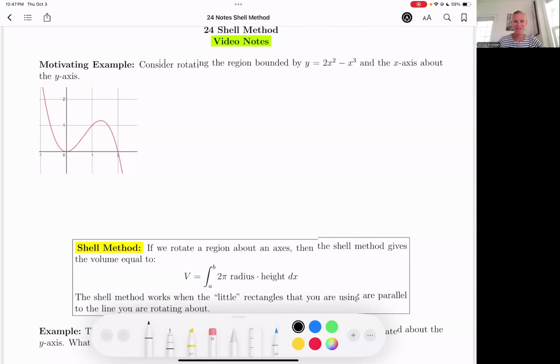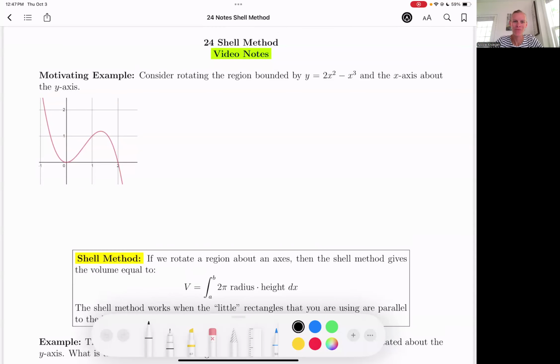We are going to do another method of computing volume when we're rotating things. So far we've talked about finding volume when we have a solid that is created by cross sections or knowing what the cross sections look like. We've talked about how to find volume with the washer method when we're rotating things. And today we're going to learn the shell method, which is still for solids of revolution.